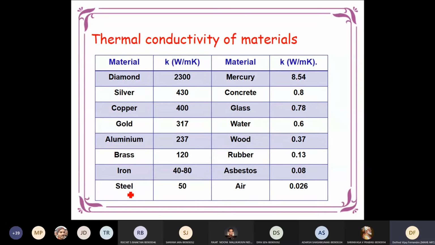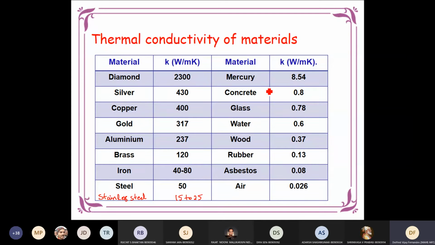So steel has a thermal conductivity of 50. This is carbon steel. If you consider stainless steel, do you think it is more conducting or less conducting than steel? Less conducting. Okay. It will have a thermal conductivity of 15 to 25. Usually it's in the 16 to 19 range for stainless steel.